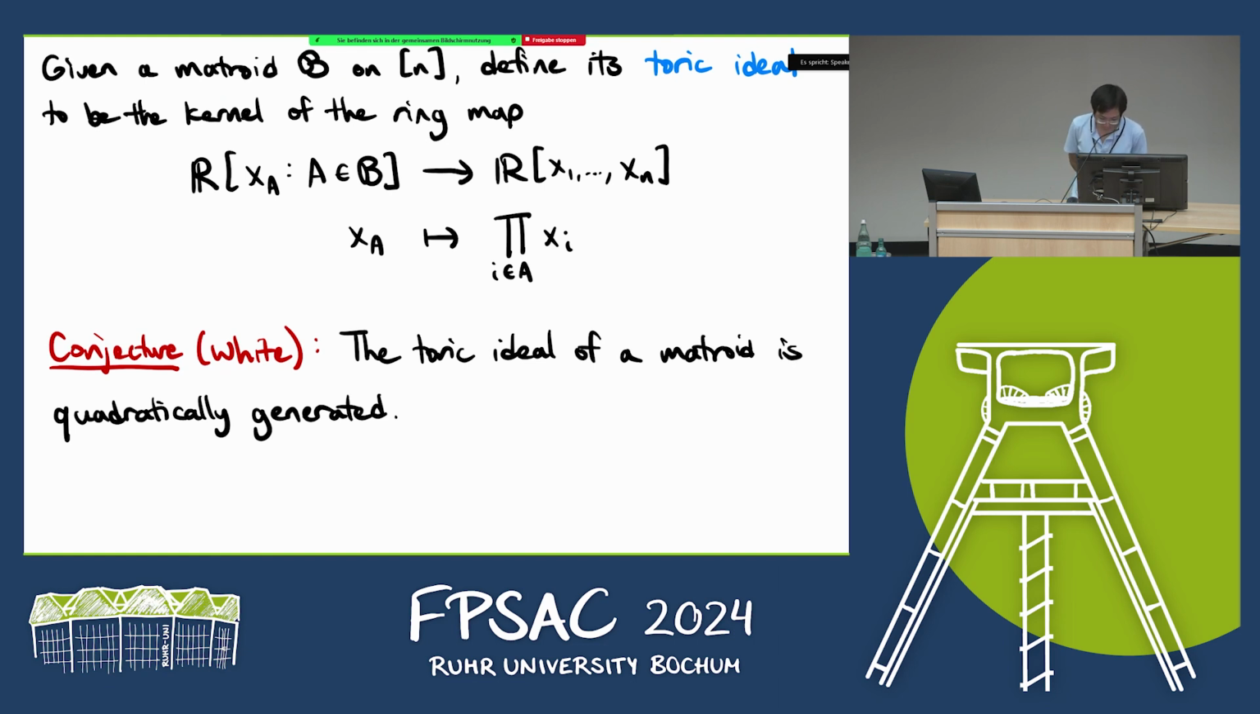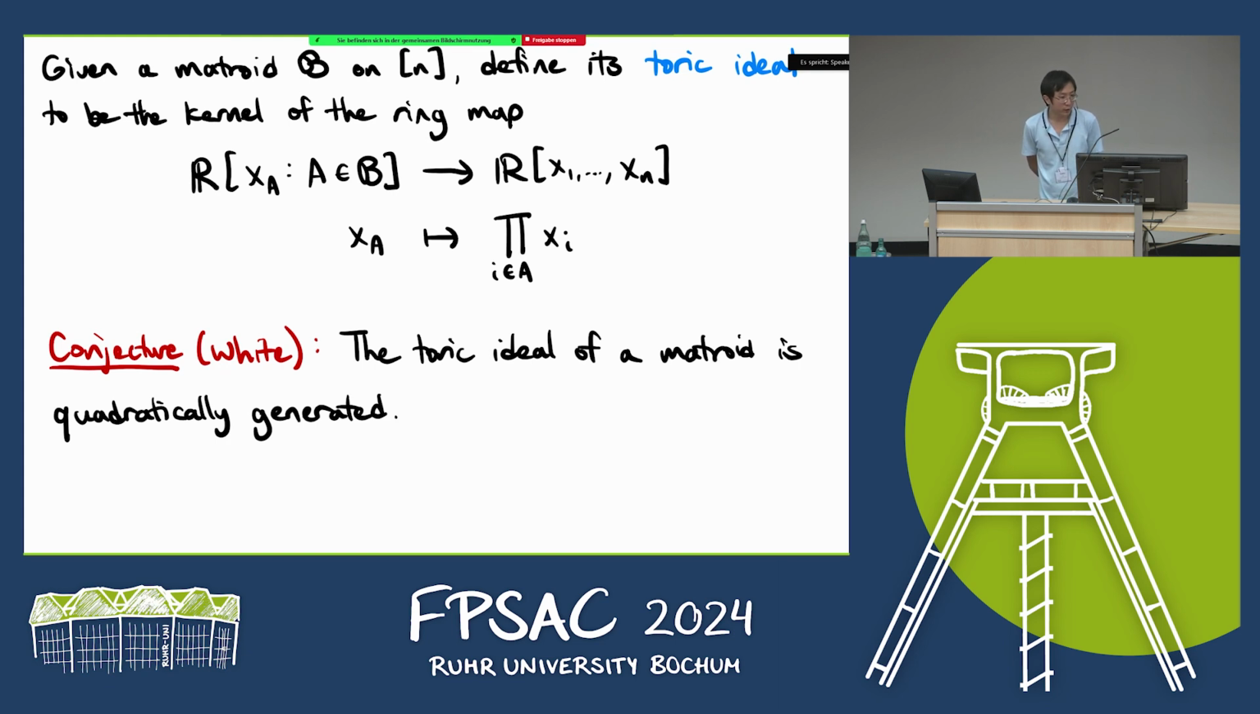But when we were working on this problem, we were actually not specifically trying to find unimodular triangulations. We were working on another problem, so let me explain what this other problem is. Given some matroid defined by its bases B on [n], I'm going to define its toric ideal to be the kernel of the following map.